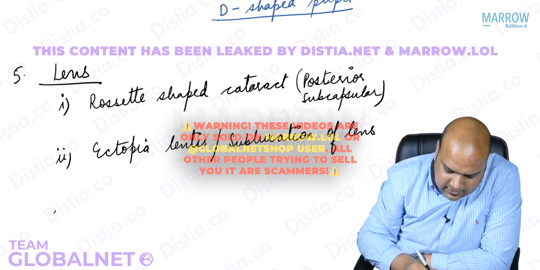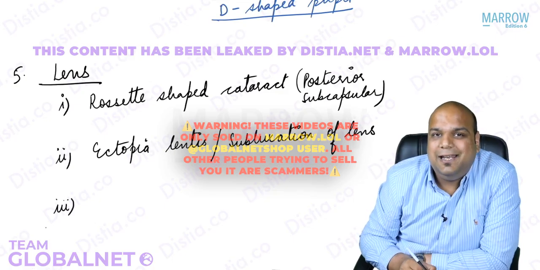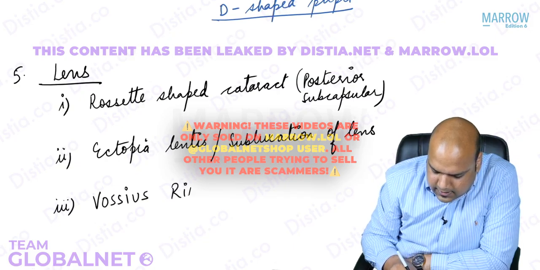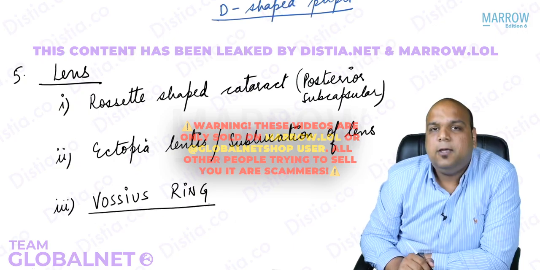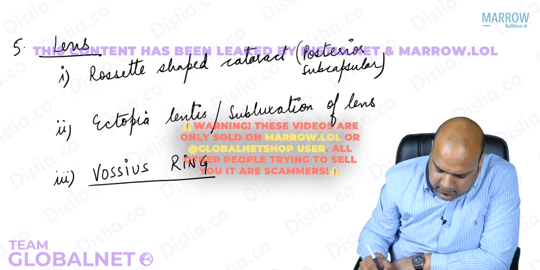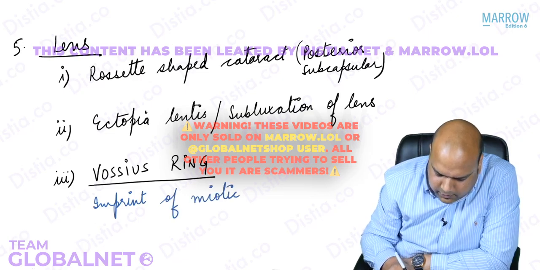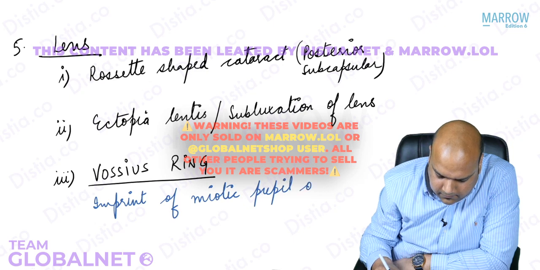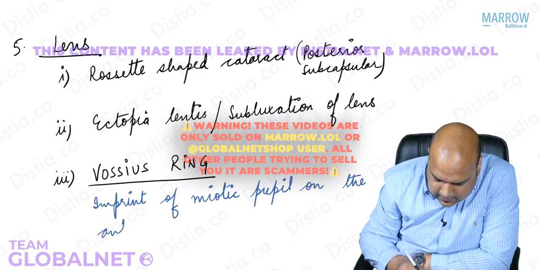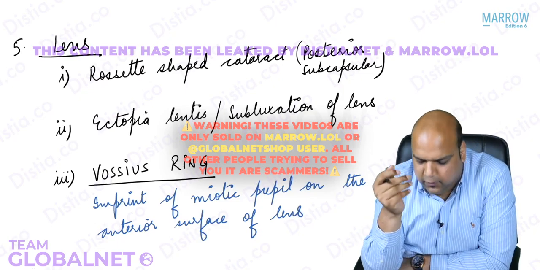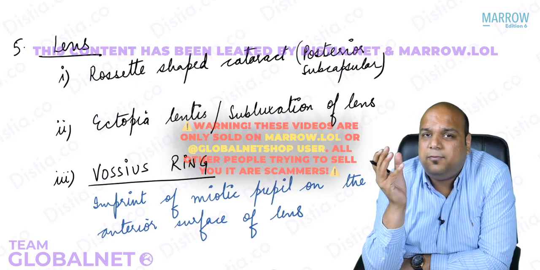Okay. Now, the third important sign in lens blunt trauma cases is something new to us. Vossius ring. Okay. So what is Vossius ring? Vossius ring is the imprint of miotic pupil on the anterior surface of lens. Imprint of miotic pupil on the anterior surface of lens.